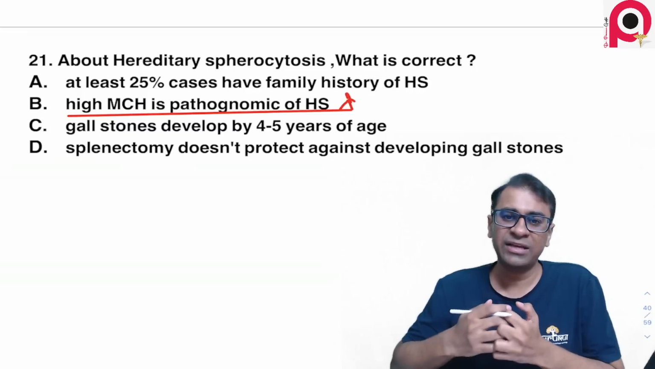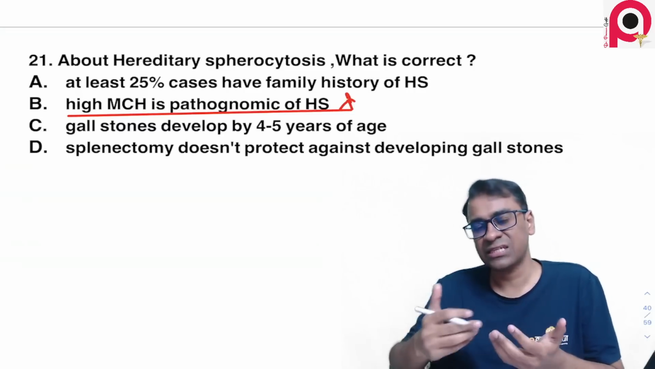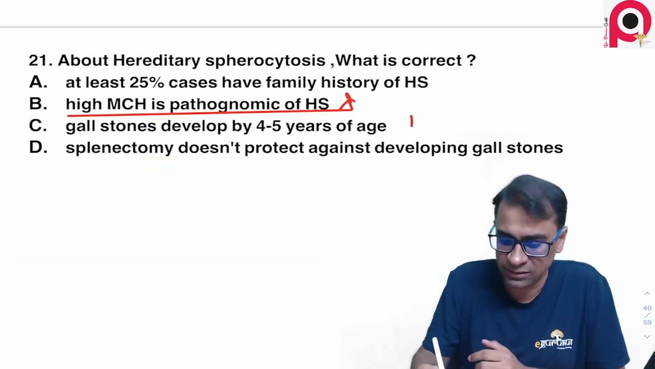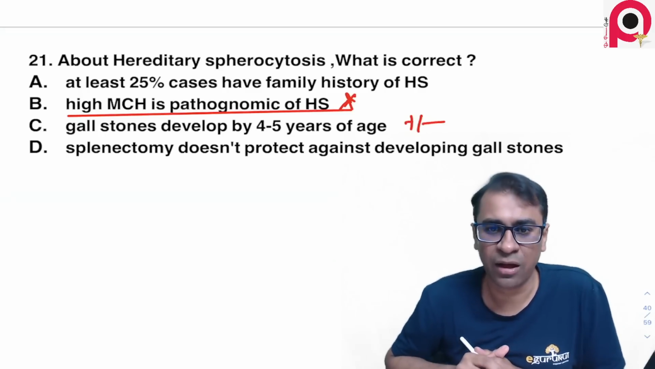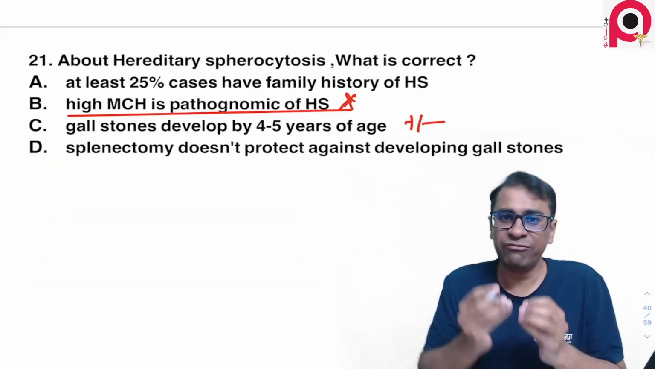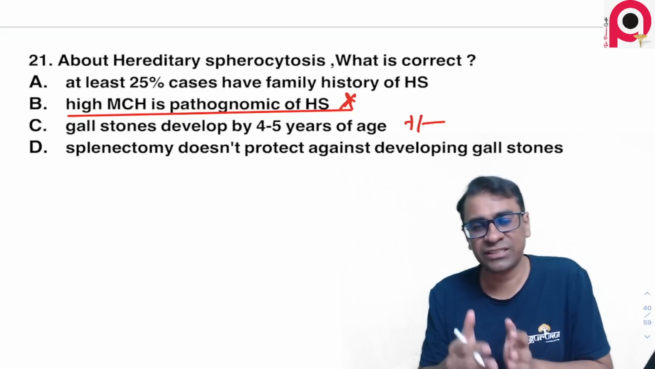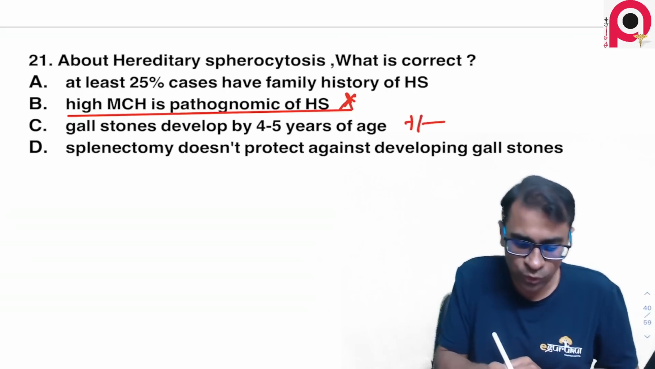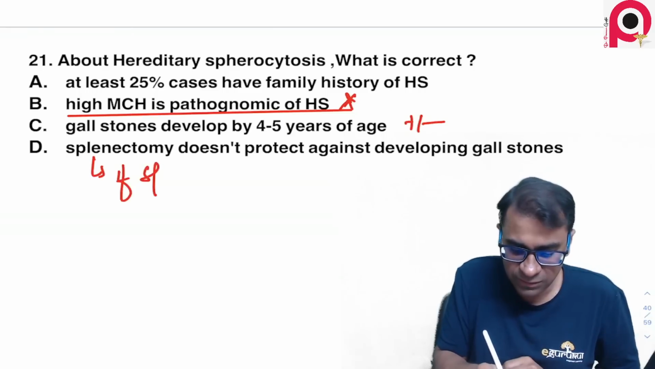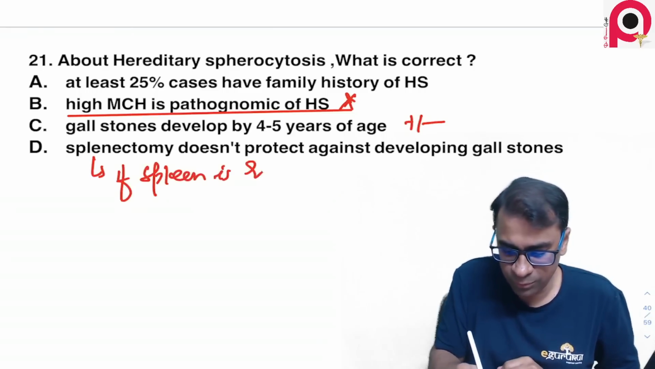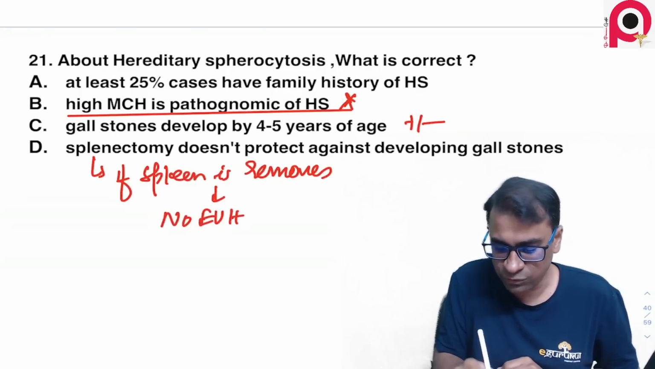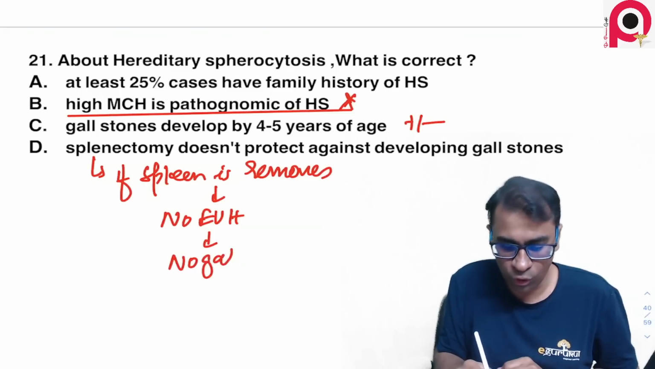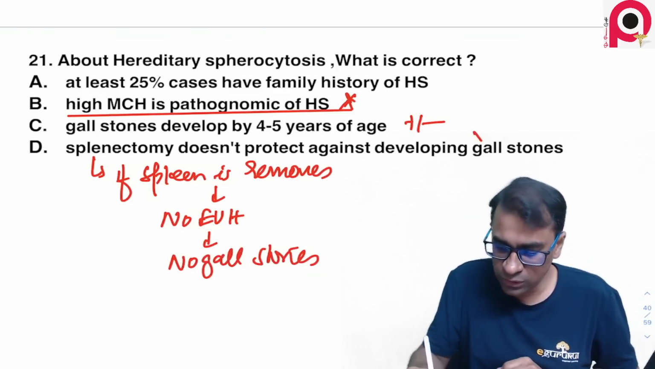Gallstones will develop by 4 to 5 years of age. Yes, it may develop. I'll say it's plus minus. Okay. Splenectomy does not protect against gallstones. Please understand. If you remove the spleen, there's no extravascular hemolysis, right? So understand it like this: if the spleen is removed, there is no extravascular hemolysis, so no gallstones. So this is not true.